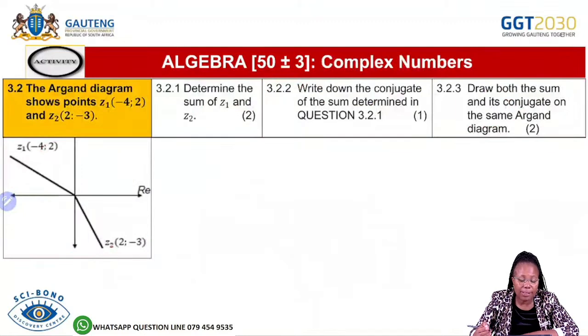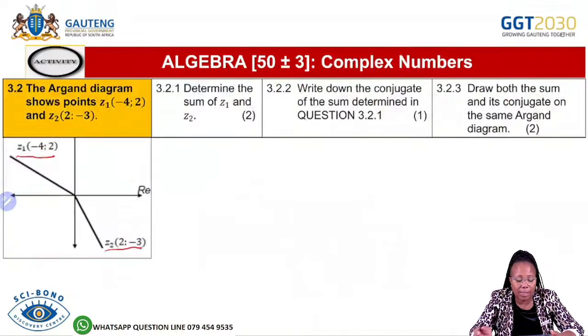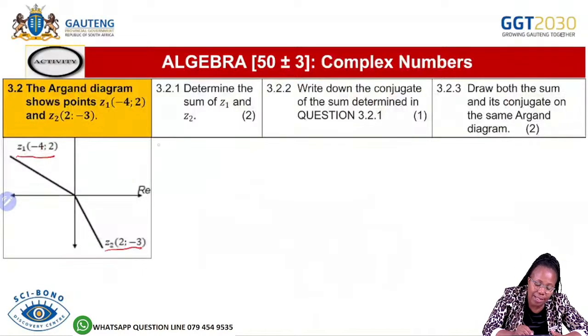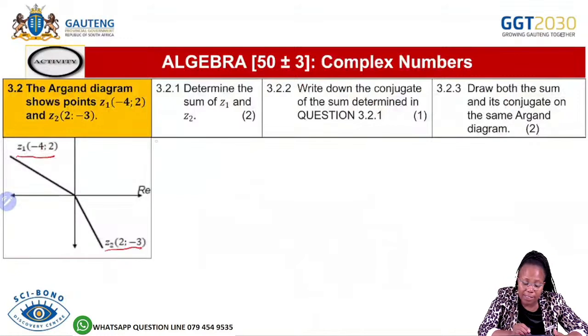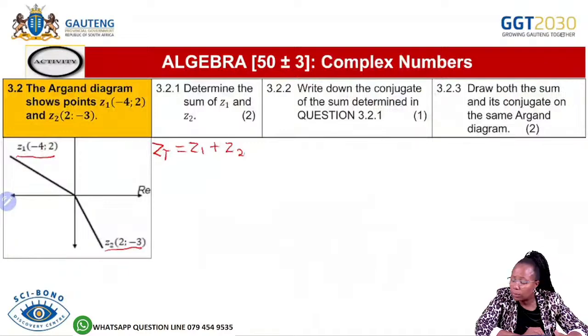And then now complex numbers. Still on algebra grade 12. The Argand diagram shows points. So we are given point Z1, which is minus 4 and 2 in quadrant 2. Quadrant 4, we are given Z2, which is 2 and minus 3. And then they say determine the sum of Z1 and Z2. So we need the total sum now, okay? The Z total for this one, it will be Z1 plus Z2.